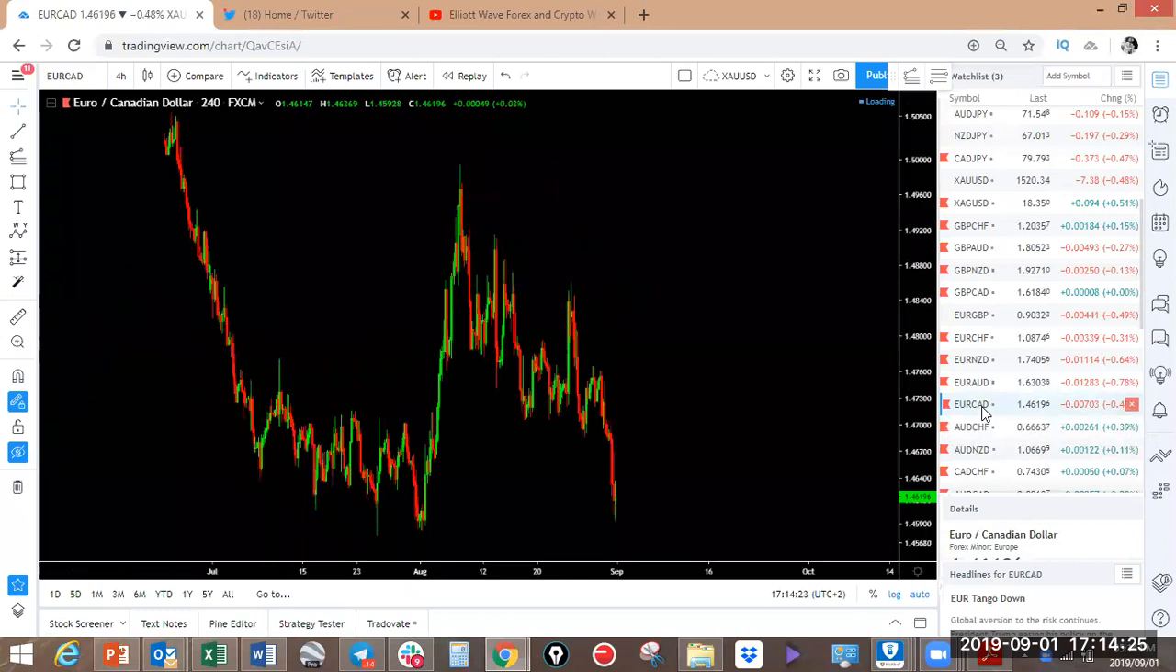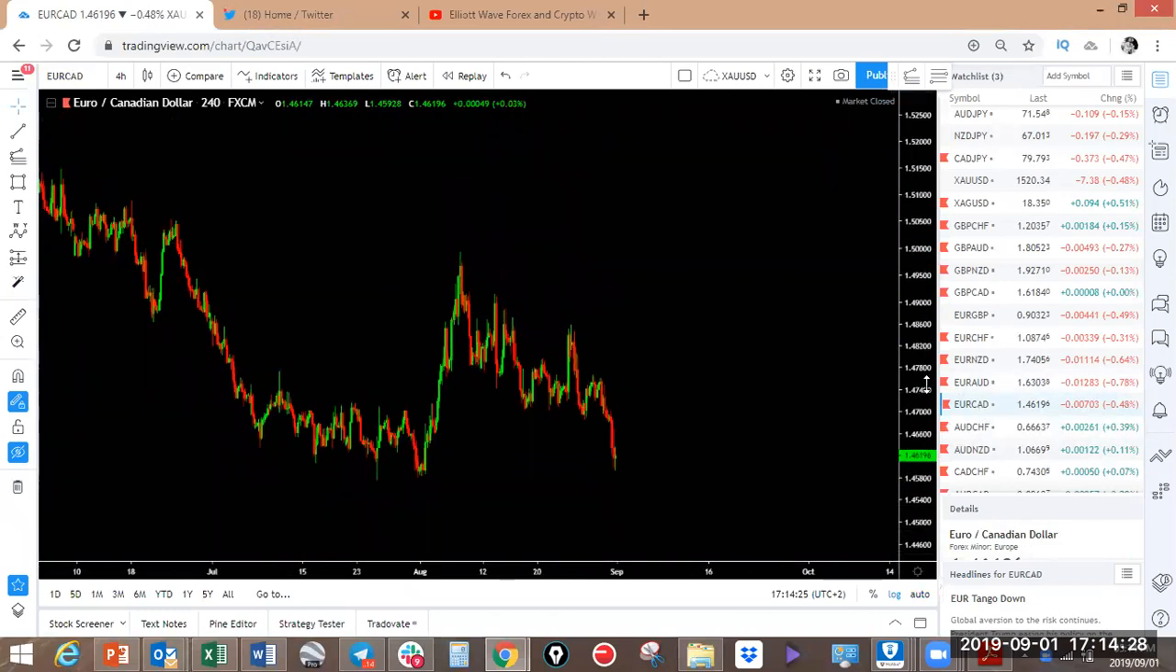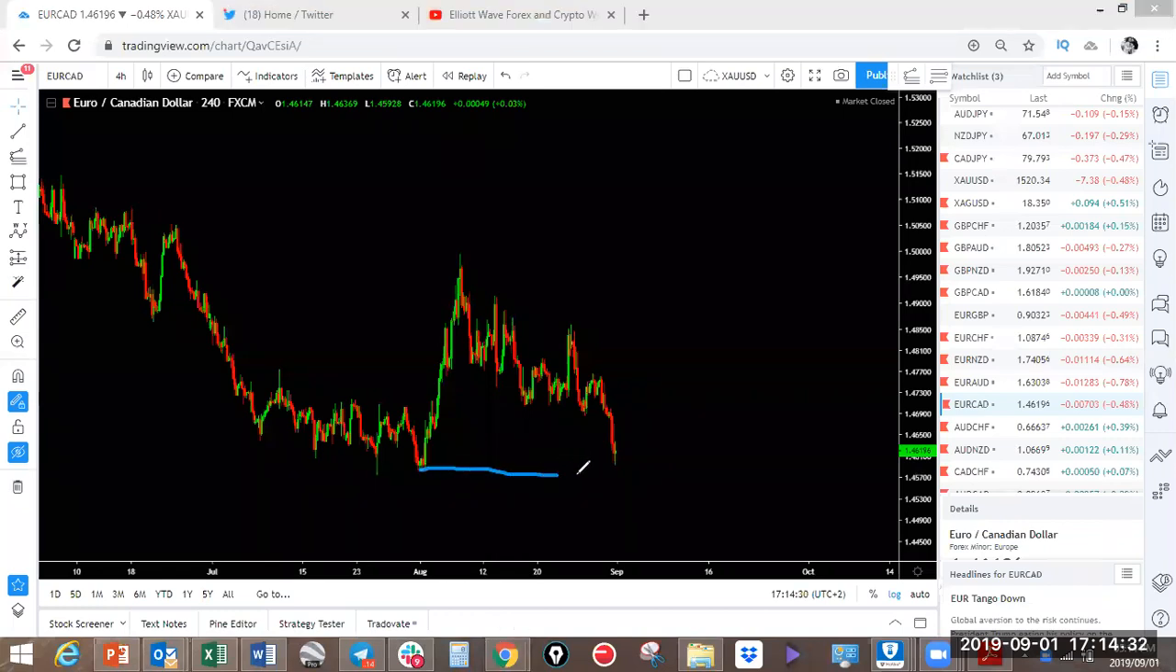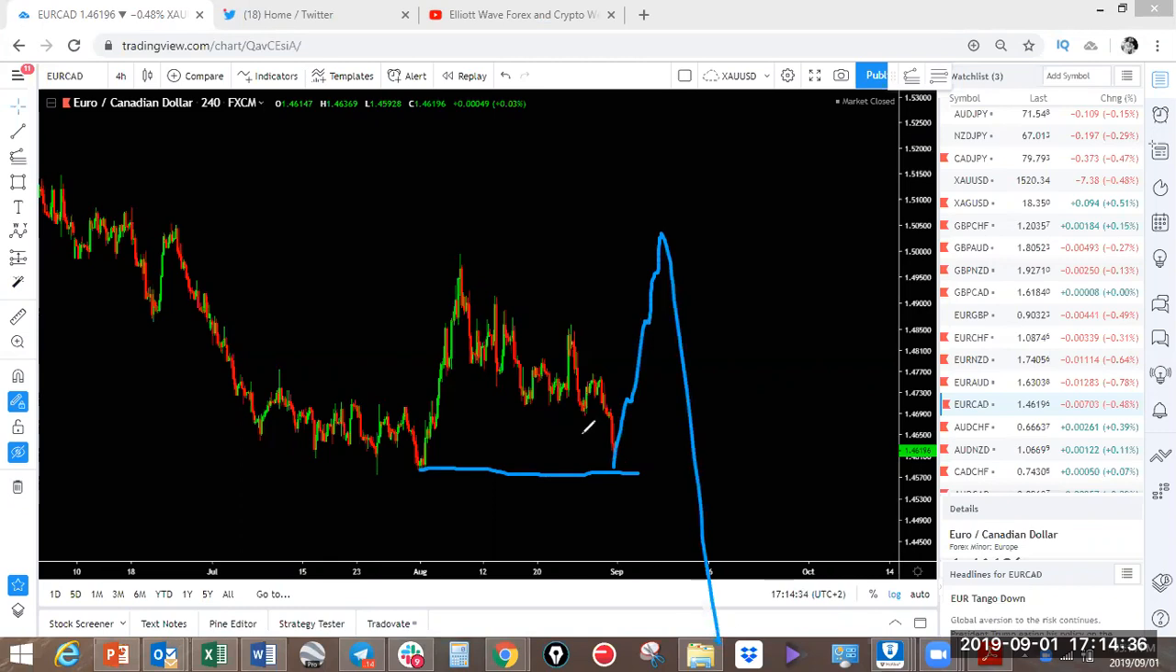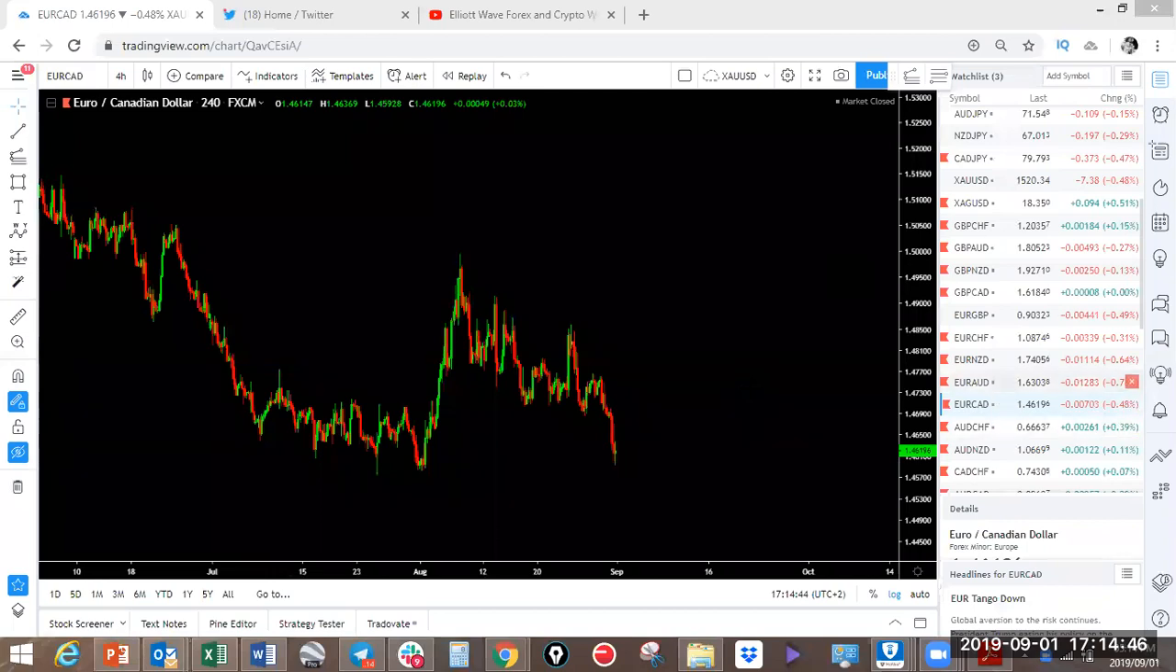EURCHF also already down. Now what you want here with the EURCHF is you're checking to see if you're not going to have a bounce here. But because we're looking at the other Euro pairs to move to the downside, we're not expecting the bounce, but rather expecting this to continue with a move to the downside. That's EURCHF.